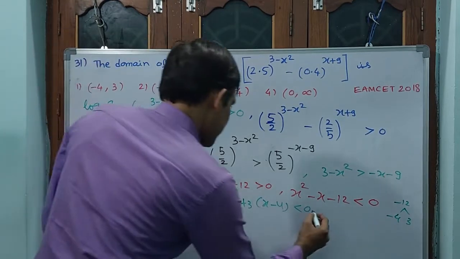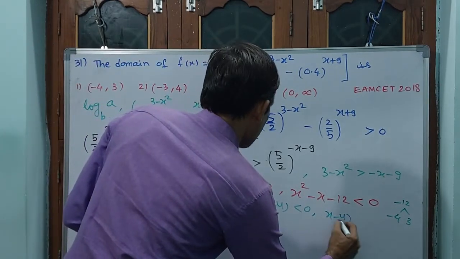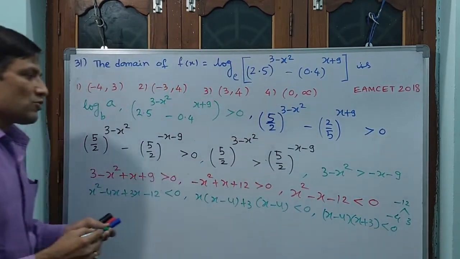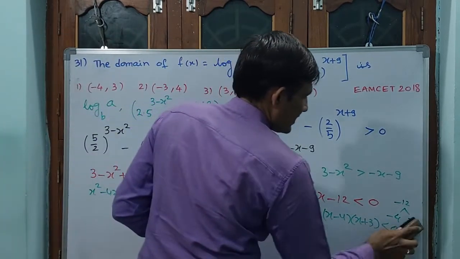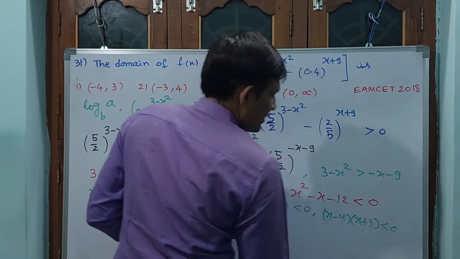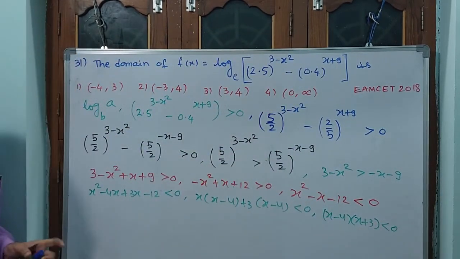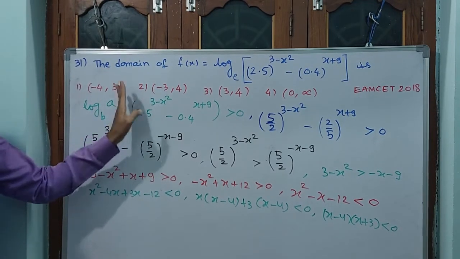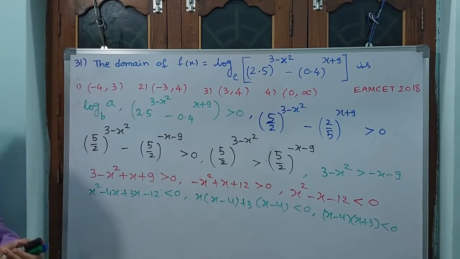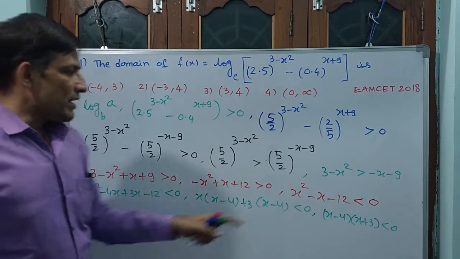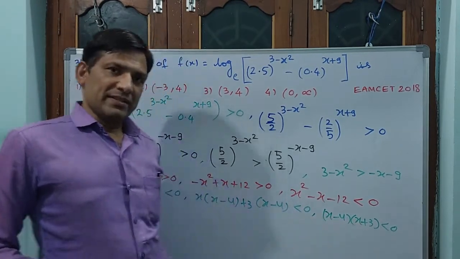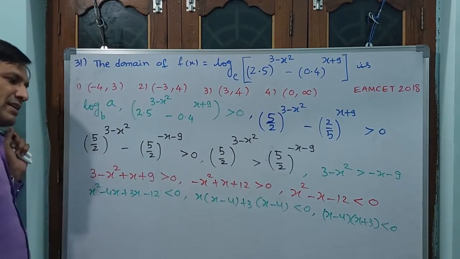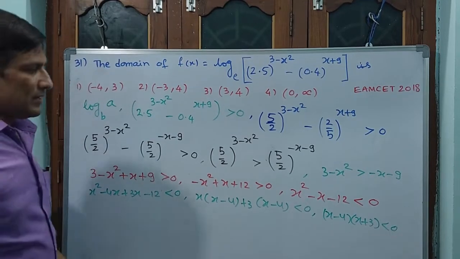Then write down x minus 4 into x plus 3 should be less than 0. Now you stop and analyze the condition here. Anyway, minus 3 plus 4 is going to come. Minus 3 plus 4 is only one option is there too, but even then we will discuss. Okay, see here, x is equal to 4, x is equal to minus 3. But from minus 3 to plus 4 you have to take, or less than minus 3, greater than 4 you have to take, like you think.